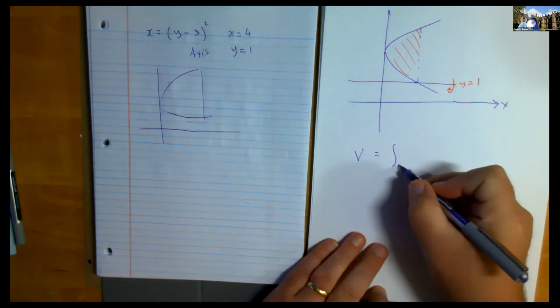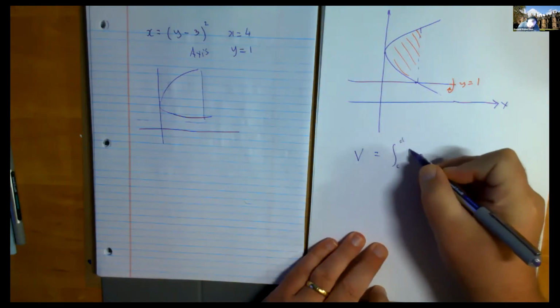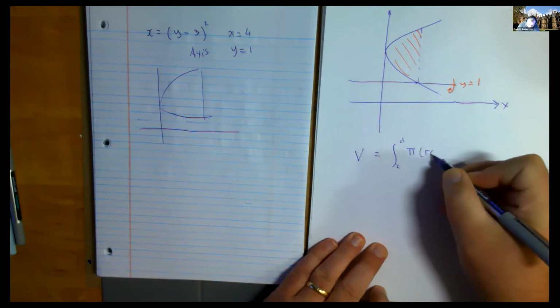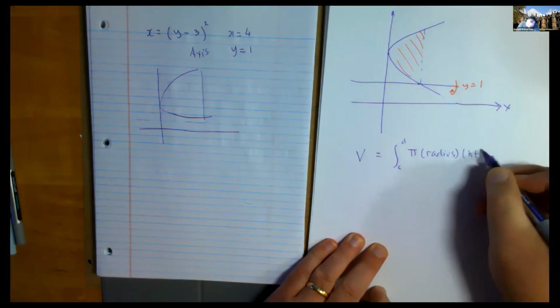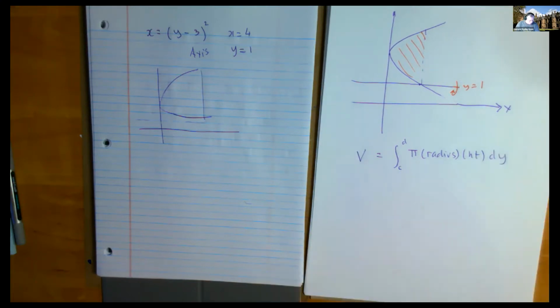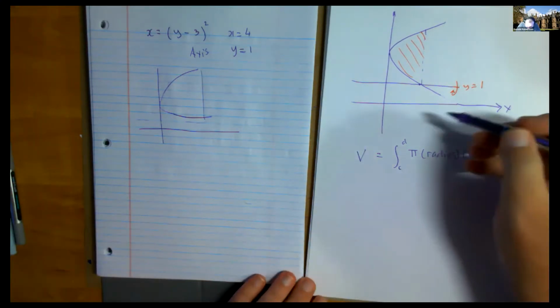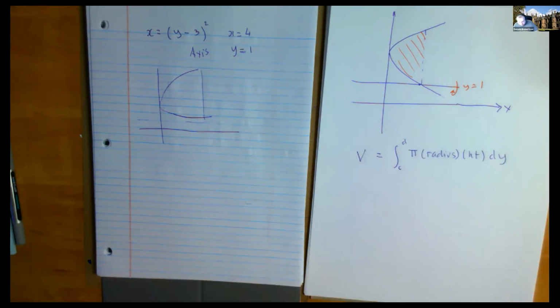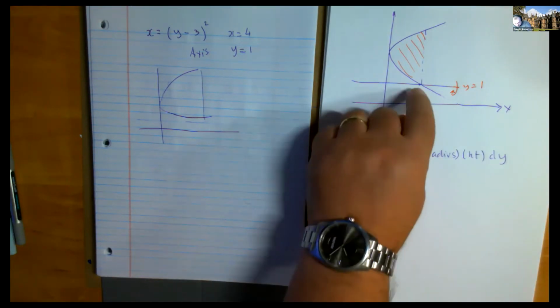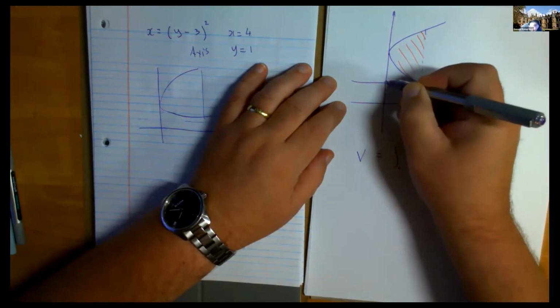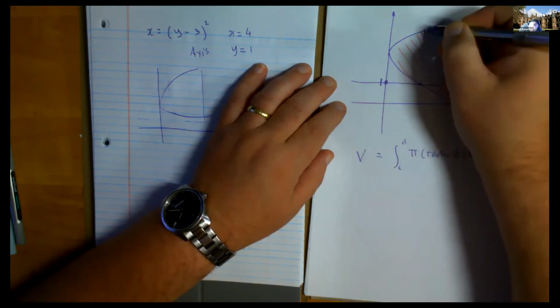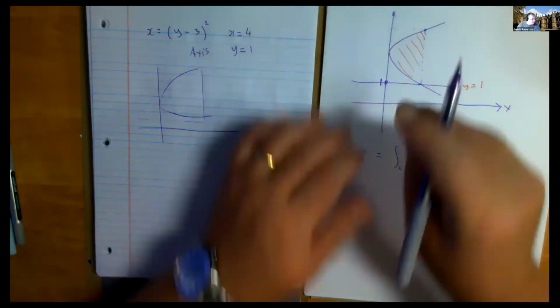So we're going to be going from c to d, pi, a radius, a height, and a dy. So I need to know these two numbers, these limits of integration in terms of y. Well, this one's easy because it's on the line y equals 1, so I know this is 1. And this one up here I should be able to find.